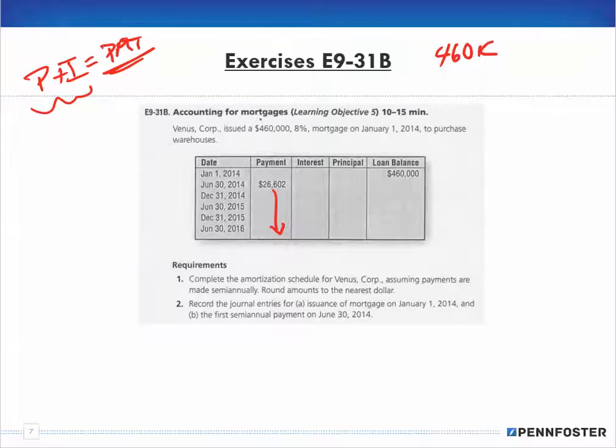I'm going to do the math for maybe the first or second payment, but I'm not going to go through all of them. I'll leave that up to you to go through all of them and look at the solution in the solution manual. But to understand how we arrive at the interest and principal, I'll go through the first couple of payments. So we have a $460,000 balance.